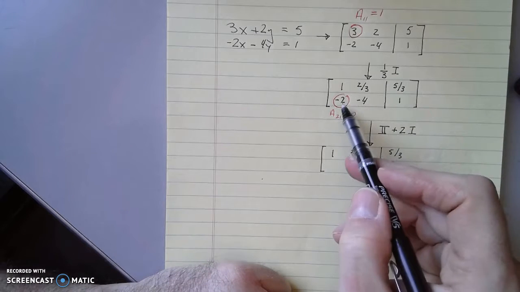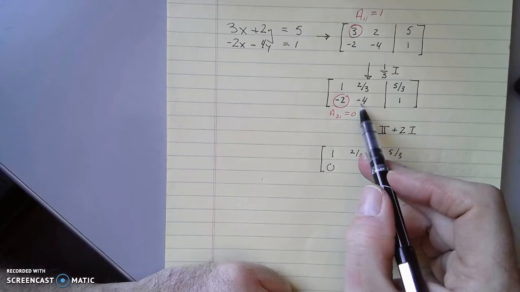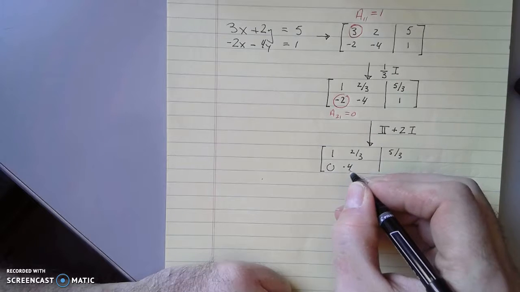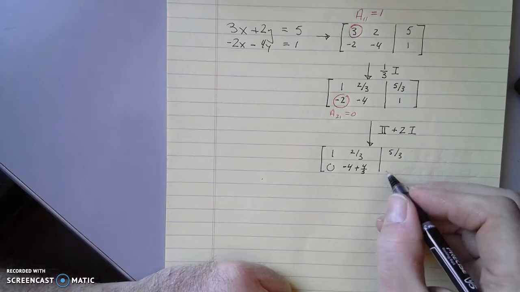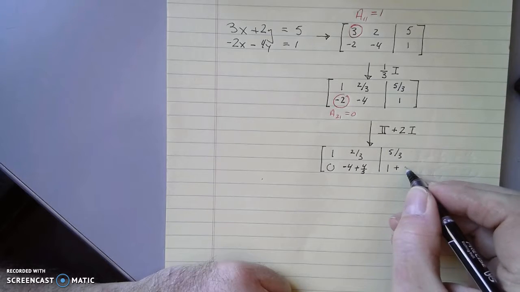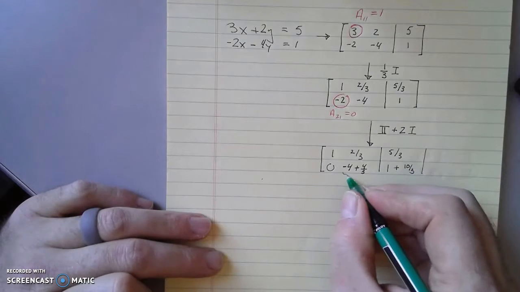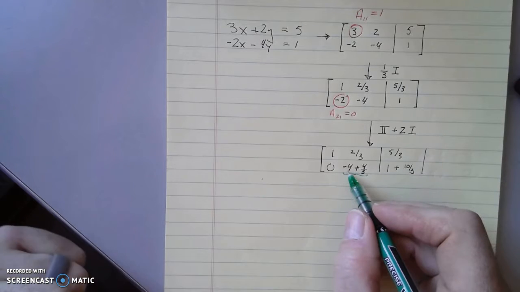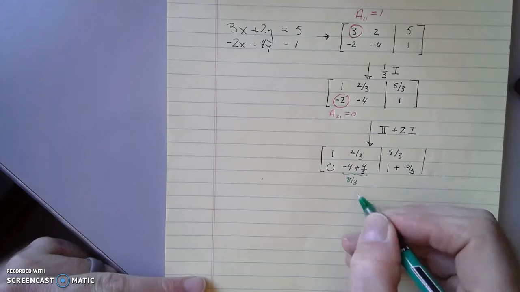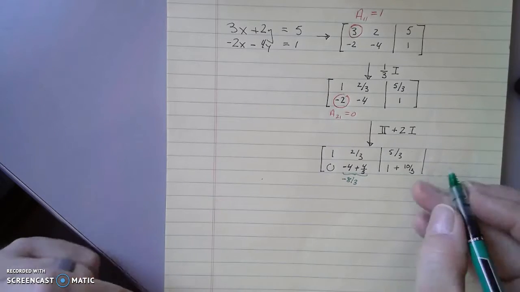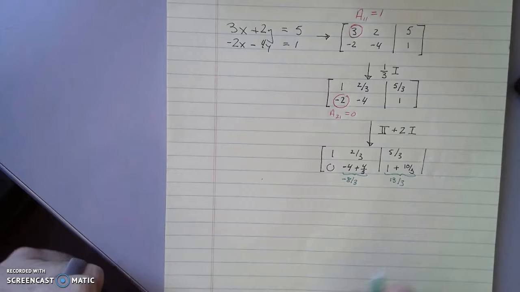What happens? Well, minus 2 plus 2, that's 0. Minus 4, minus 4 plus 4/3, calculate that in a second. And then 1 plus 10/3. All right, so let's see. That's 12/3, so that's going to be what? 8/3. Oops, minus 8/3. And what's this? This is 3/3, so that's 13/3.